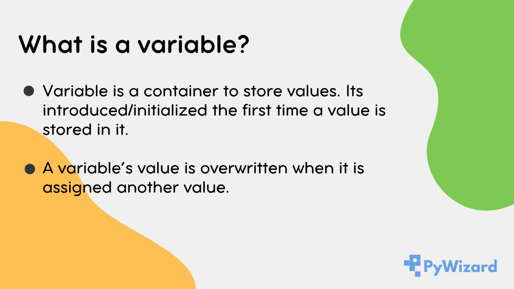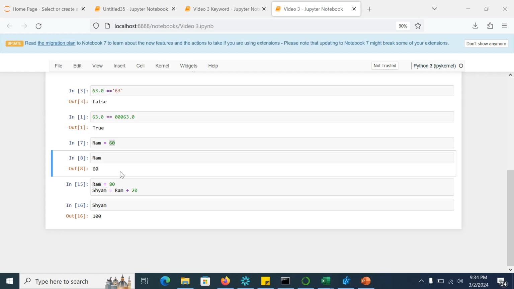What is a variable? A variable is a container. You can say it is a container that is used to store values. It's introduced and initialized the first time a value is stored in it. A variable's value is overwritten when it is assigned another value. Please remember this. Let's look at a few examples.